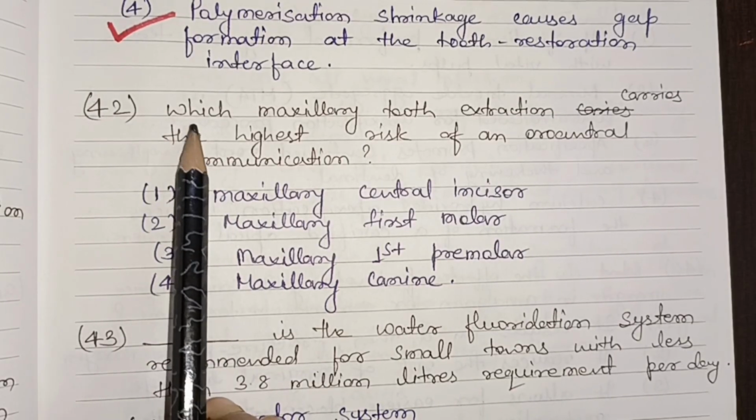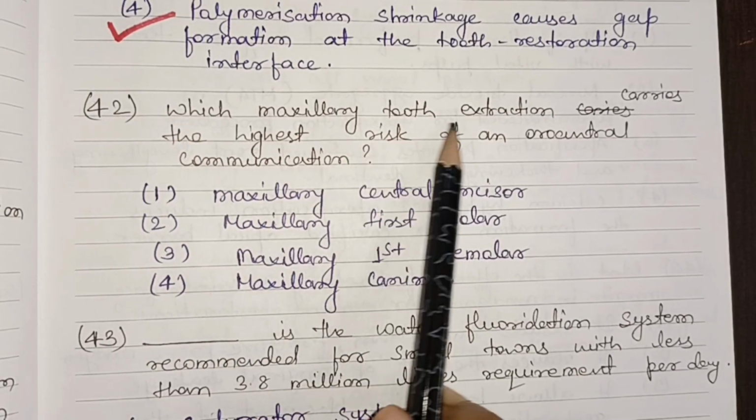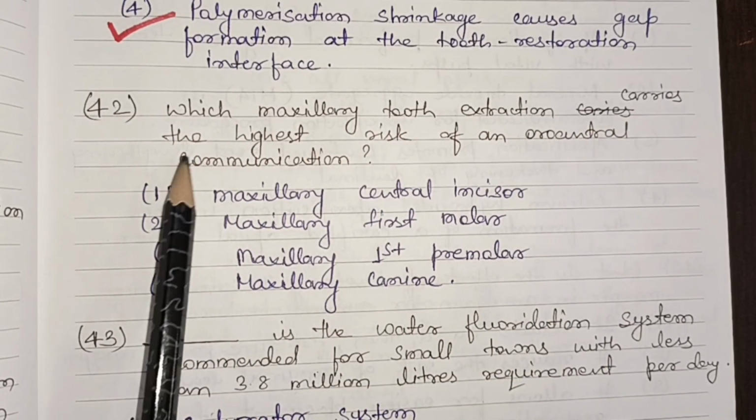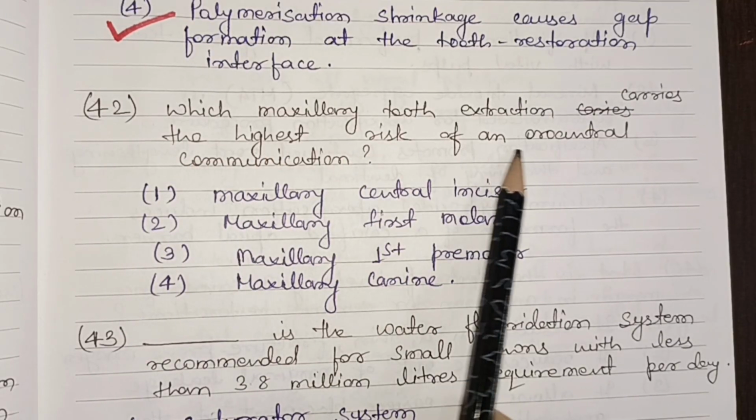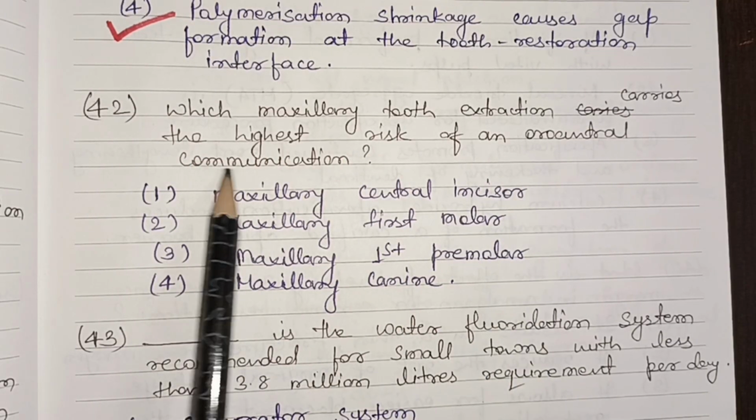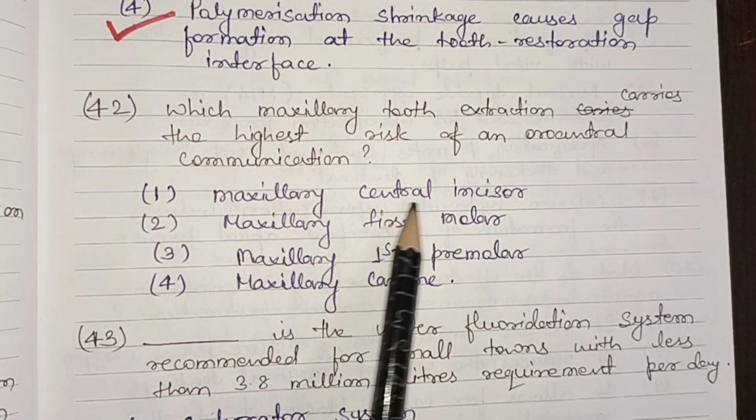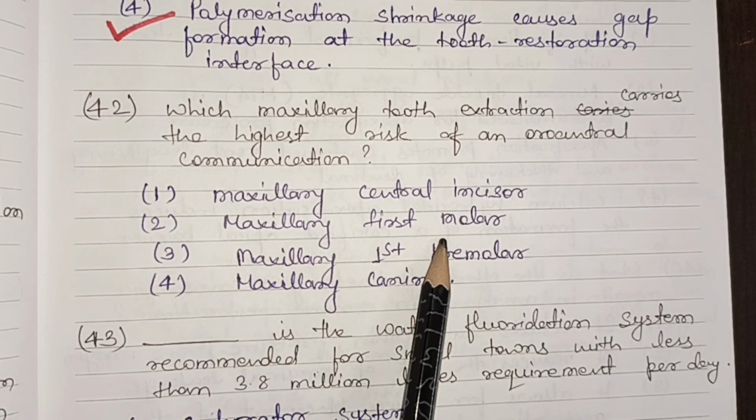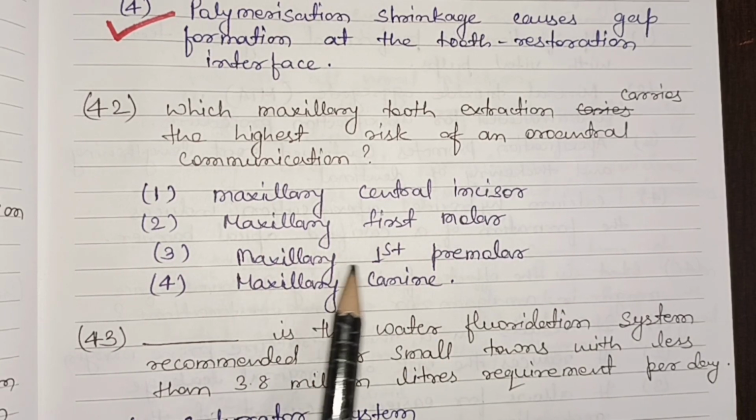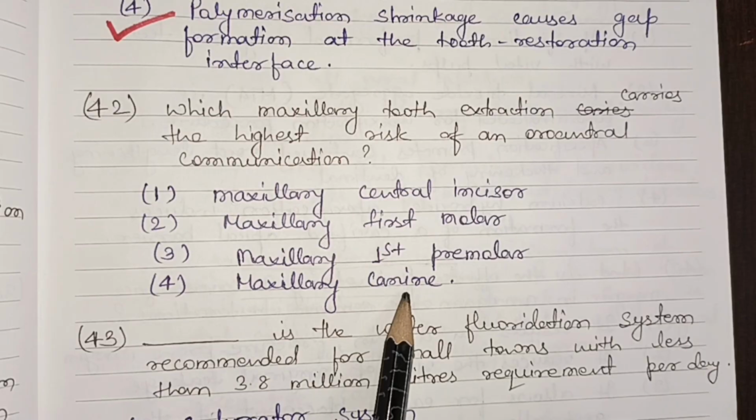Question 42 is, which maxillary tooth extraction carries the highest risk of an oroantral communication? Option 1 is maxillary central incisor, maxillary first molar, maxillary first premolar, and maxillary canine. Answer is 2, maxillary first molar.